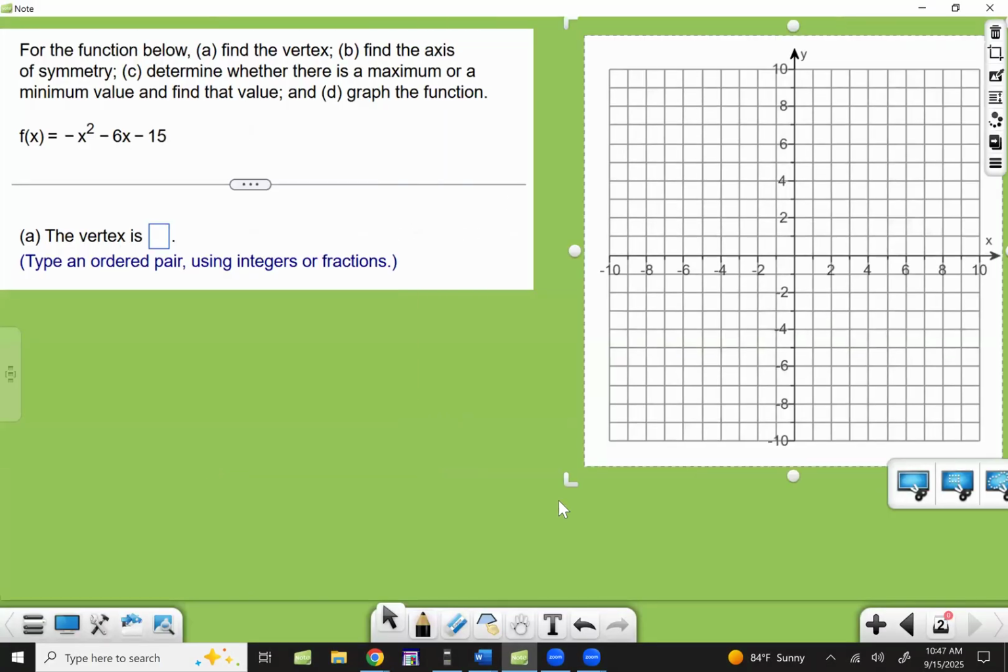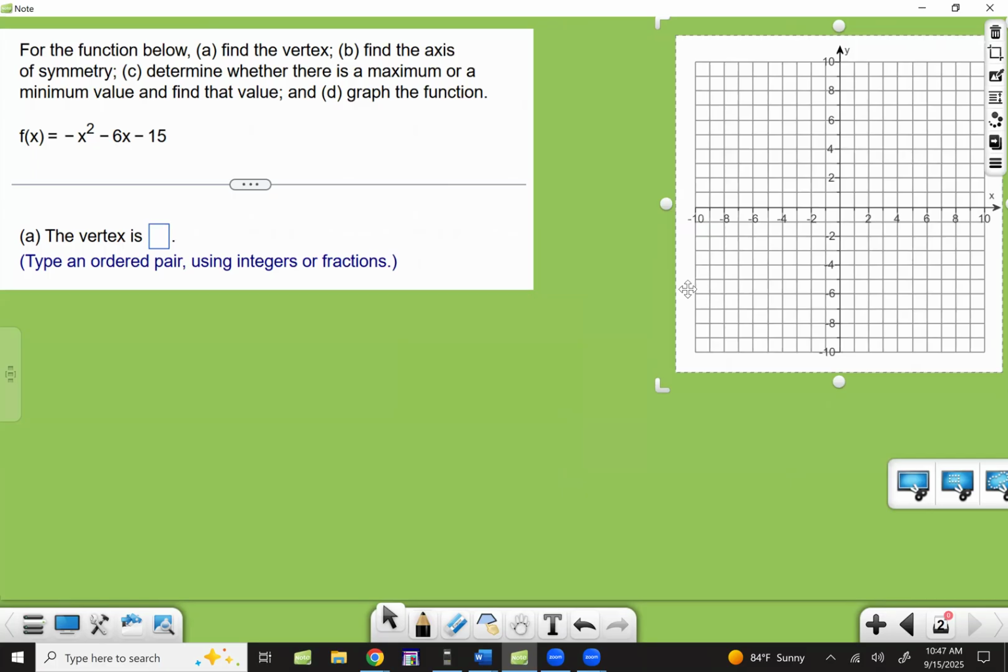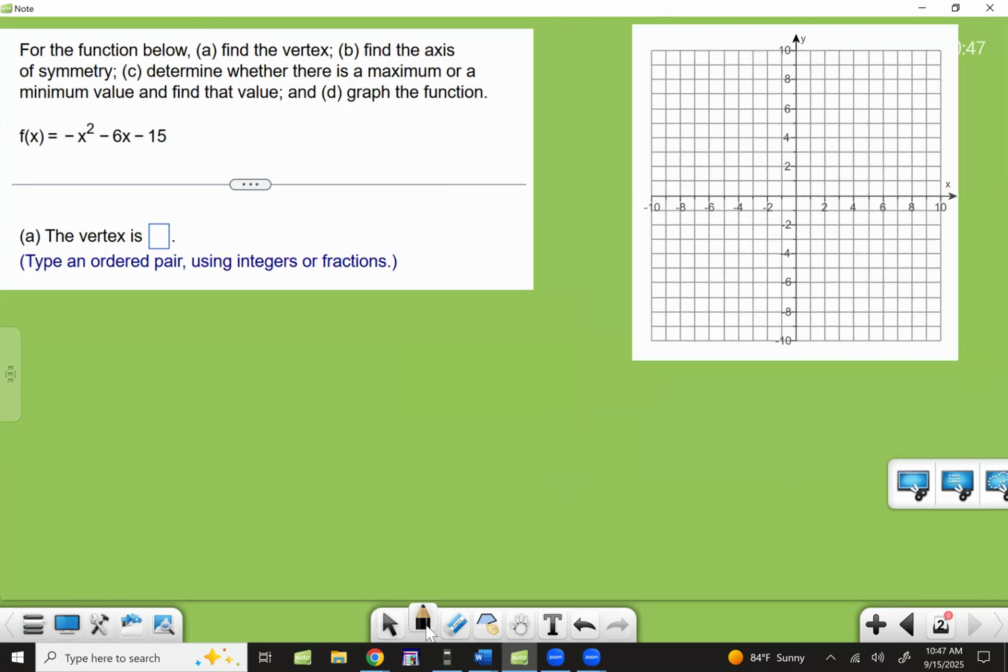But big though, let's make it close up. Okay, so it says find the vertex, the axis of symmetry, determine whether there's a maximum or a minimum, and graph it. Okay, so we have a formula for the vertex, x equals negative b over 2a. So we just need to substitute stuff in.